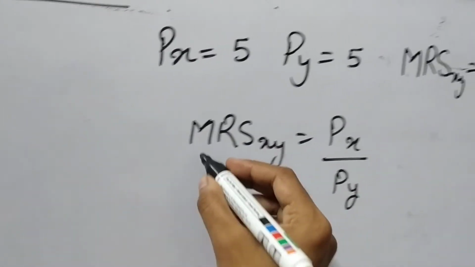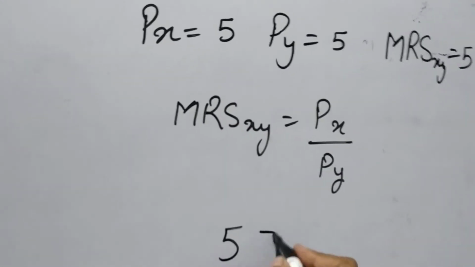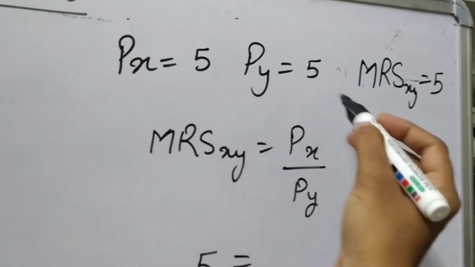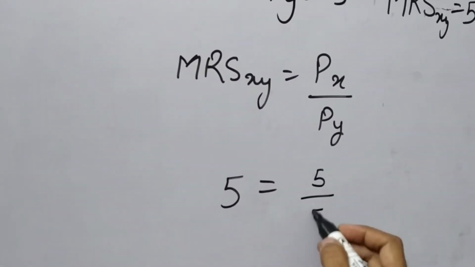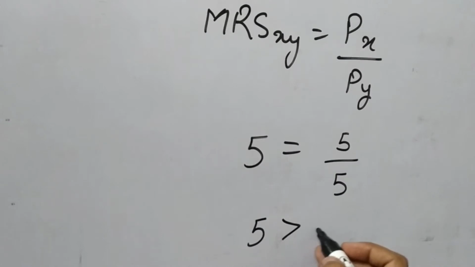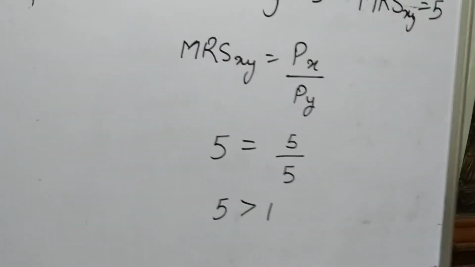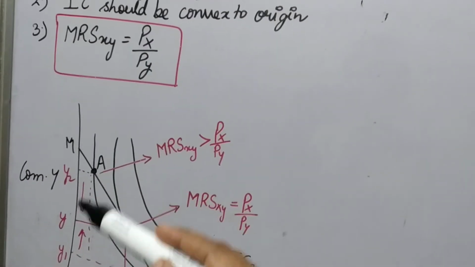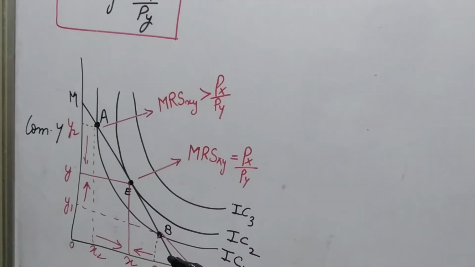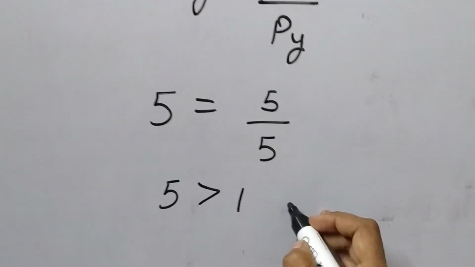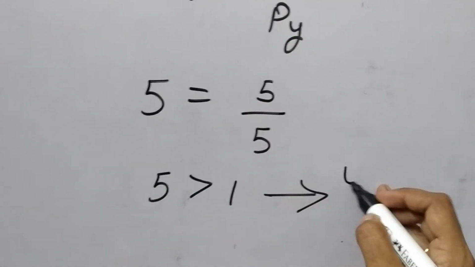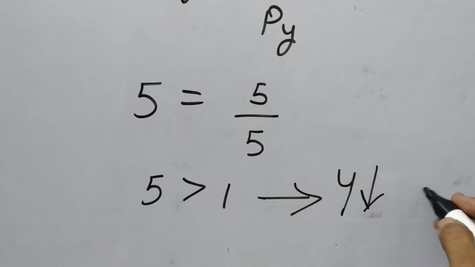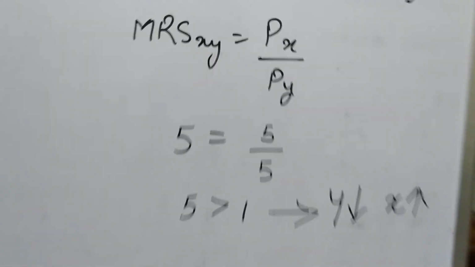How much is MRS of XY given in the question? That is 5. How much is Px upon Py? 5 upon 5. So we know that 5 is greater than 1. MRS of XY is greater than 1. This is the condition. So in this condition, what will the consumer do? He will reduce the consumption of the Y commodity and he will increase the consumption of the X commodity.